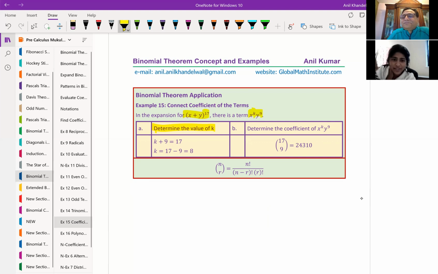All right. So since we know n is 17 and we have r is 9, you can just find k by doing 17 minus 9. So easy, which is right? 8. Which is 8.